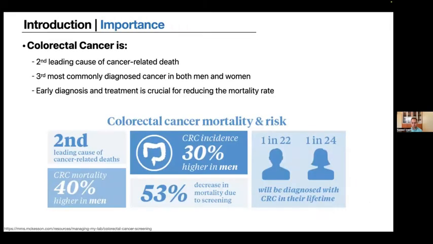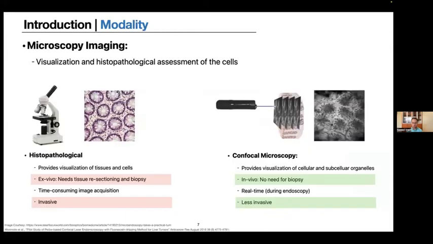Colorectal cancer is the second leading cause of cancer-related deaths and the third most commonly diagnosed cancer, both in men and women. And we all know early diagnosis and treatment is crucial for reducing the mortality rate for all types of cancers. We also know that the visualization of these cells forms the major part of screening, monitoring, and treatment of colorectal cancers. Confocal microscopy, as you see on the right, is a new imaging technology that provides many advantages over standalone histopathological microscopes, as illustrated on the left.